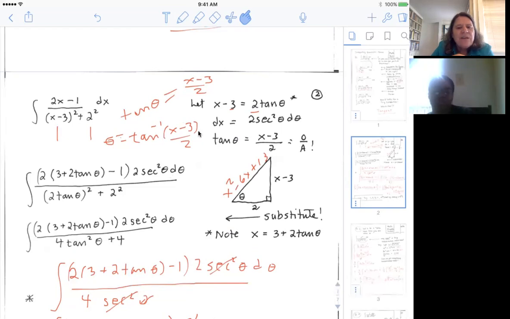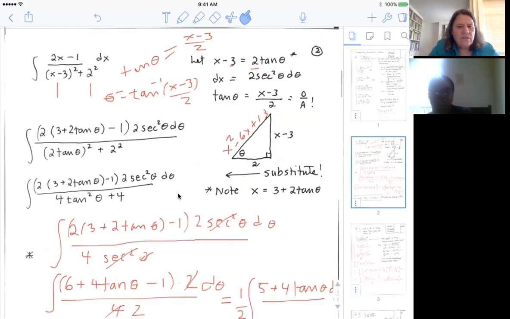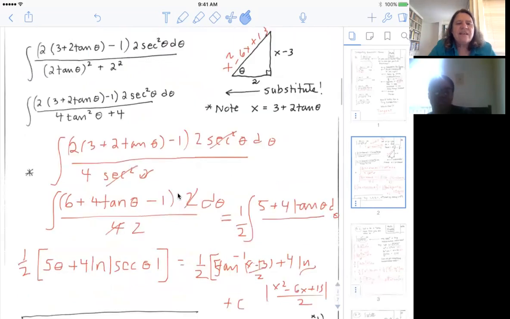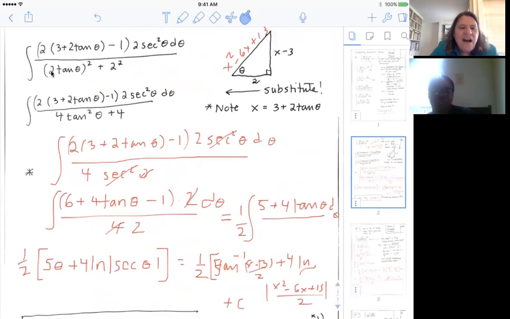My x minus 3 was 2 tangent theta. My 2 is 2 squared. So now we've got to see what we're going to do with this mess. Okay. Now the nice thing about it is that this is 4 tangent squared theta plus 4. I can pull a 4 out, and 1 plus tangent squared is secant squared. And that's nice because now I can cancel that secant squared. It's looking better.